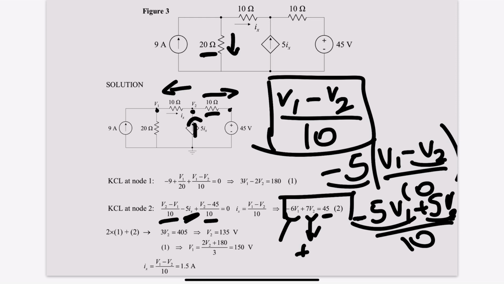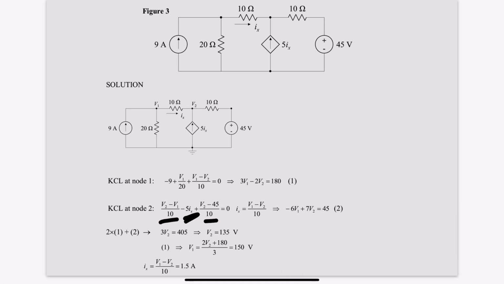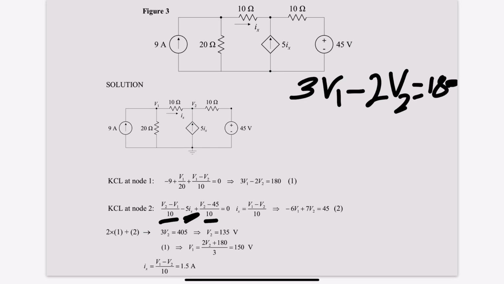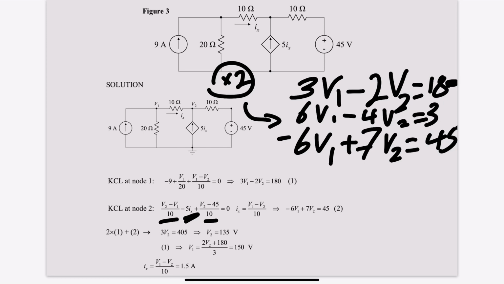As you can see, we have reached this equation. We've got two equations in terms of V1 and V2. 3V1 minus 2V2 equals 180. We've got another equation that says minus 6V1 plus 7V2 equals 45. We need to eliminate one of the two variables. V1 can be eliminated by multiplying the first equation by 2. Then we're going to get 6V1 minus 4V2 equals 360.